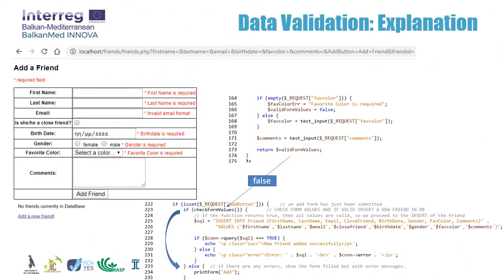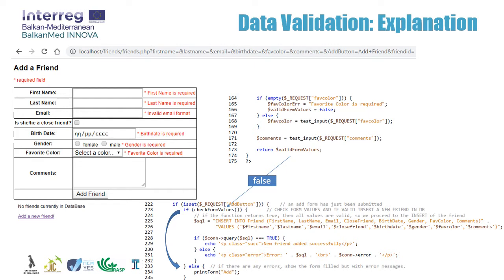In lines 164 to 169, we check for the favorite color field. The function empty returns false if user selects no color. An error message for this field is stored in fav color error variable, and the flag valid form values turns to false. For comments field there are no invalid values, as it is optional. Thus in line 171, we just copy its value to the global PHP variable $comments. In line 173, the flag valid form values variable is returned. If any field is invalid it will return false, otherwise true, and some global variables will have the valid values to be inserted in the DB, while all error messages will be empty.